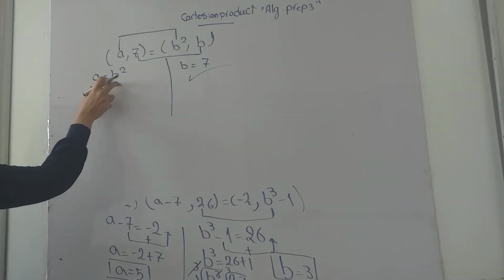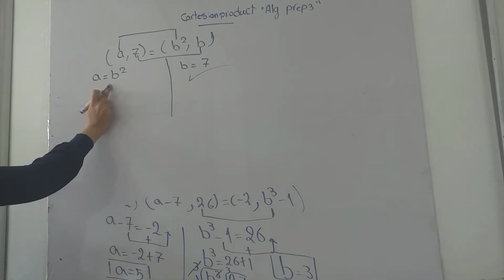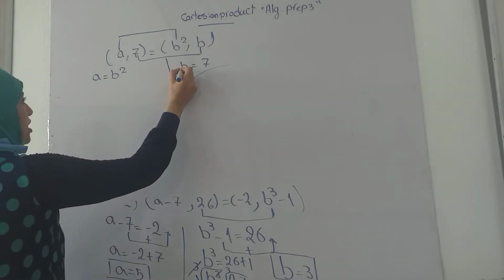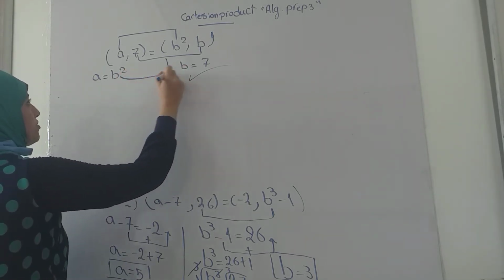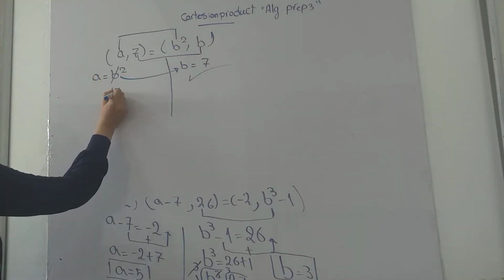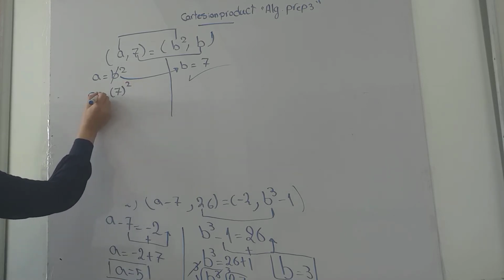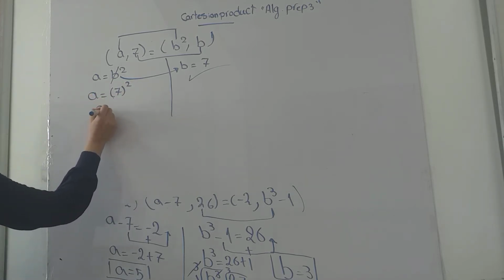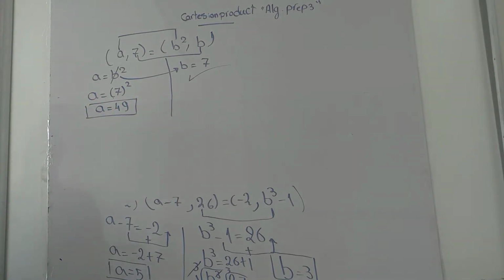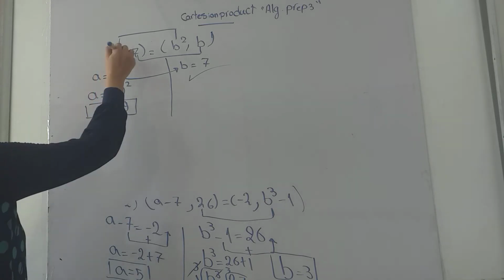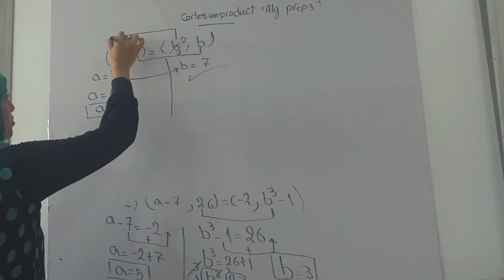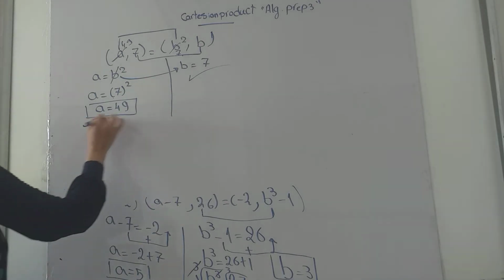But on the other side, we have two unknowns. What are the two unknowns? A and B. What shall we do? We take the other unknown from the other side, B, and put 7 instead of B. So A equals 7 power 2, which equals 49. If we want to be sure that my answer is true, we write A equals 49 and B equals 7. 7 power 2 equals what? Equals 49, so I'm right.